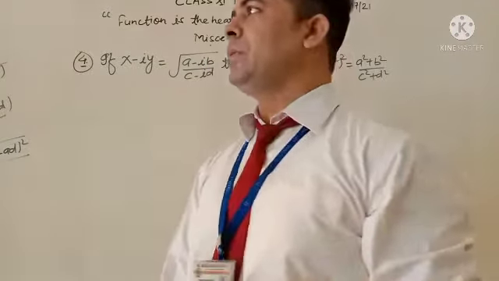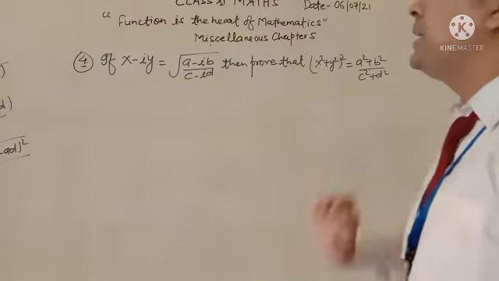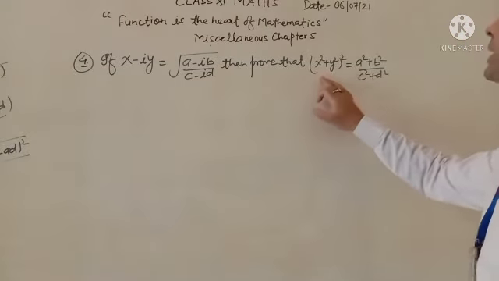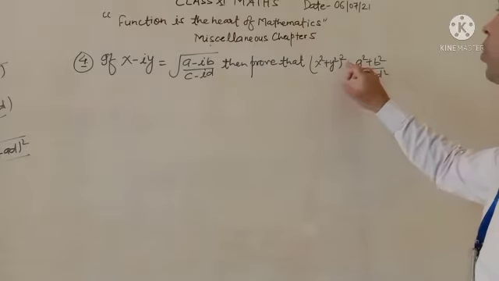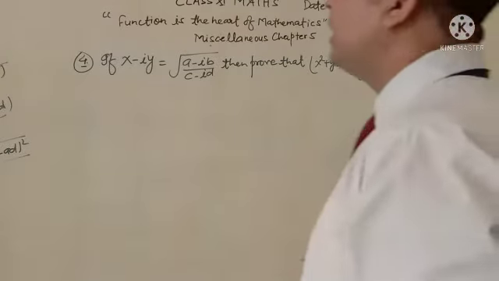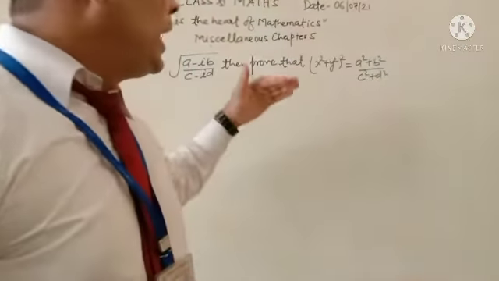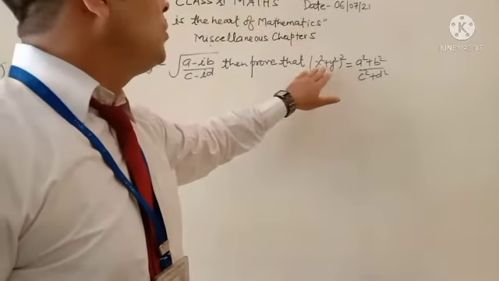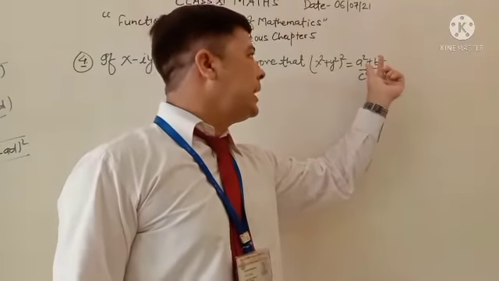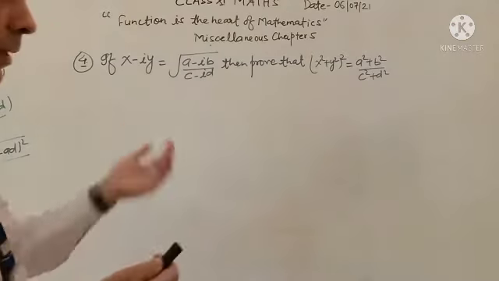Here it is: if x minus iy is equal to under root of (a minus ib) upon (c minus id), then you need to prove that (x square plus y square) whole square is equal to (a square plus b square) upon (c square plus d square). In the IIT question, it is asked what is the value of (x square plus y square) whole square. The option is that one, (a square plus b square) upon (c square plus d square). But how do we solve it?